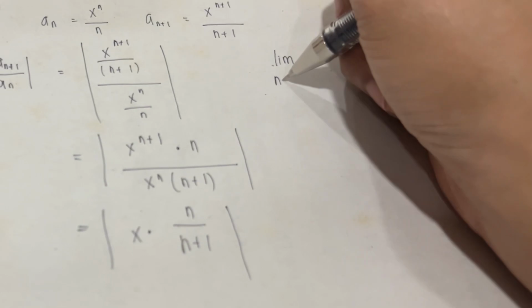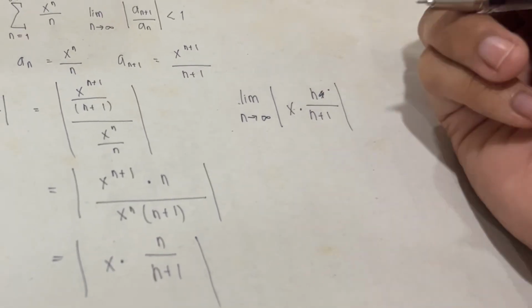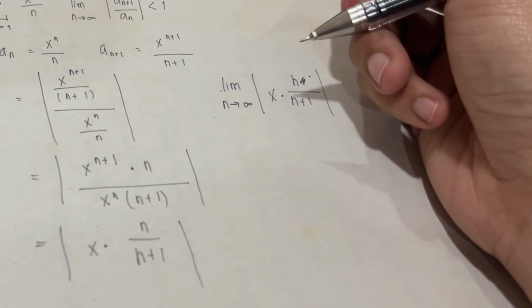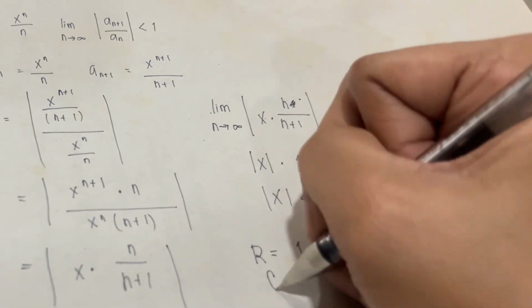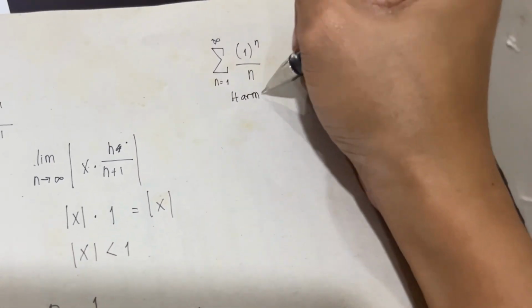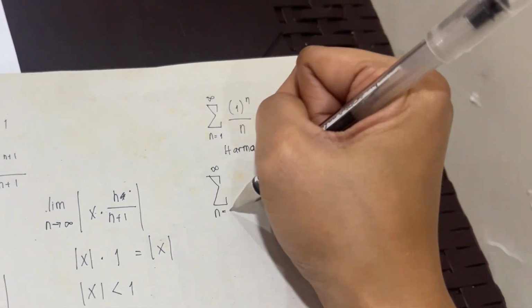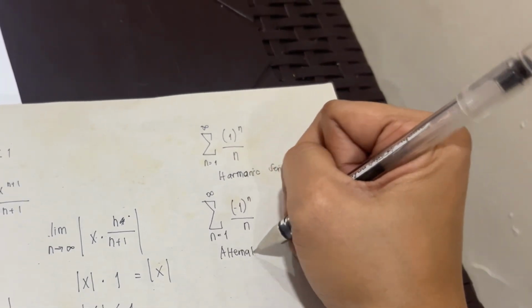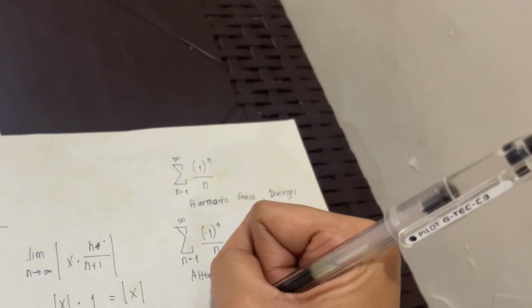Now, we have the limit as n approaches infinity of the absolute value of x times n over n plus 1. Disregarding n over n plus 1, the absolute value of x is less than 1. The radius is equal to 1 and the center is equal to 0. By substituting negative 1 and 1 for x, our interval is from negative 1 to 1, where negative 1 is part of the converging numbers and 1 is part of the diverging numbers.